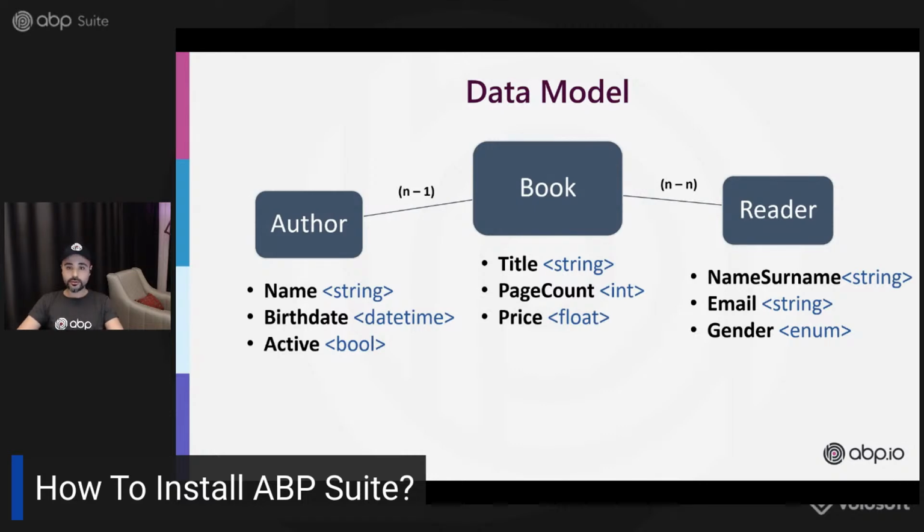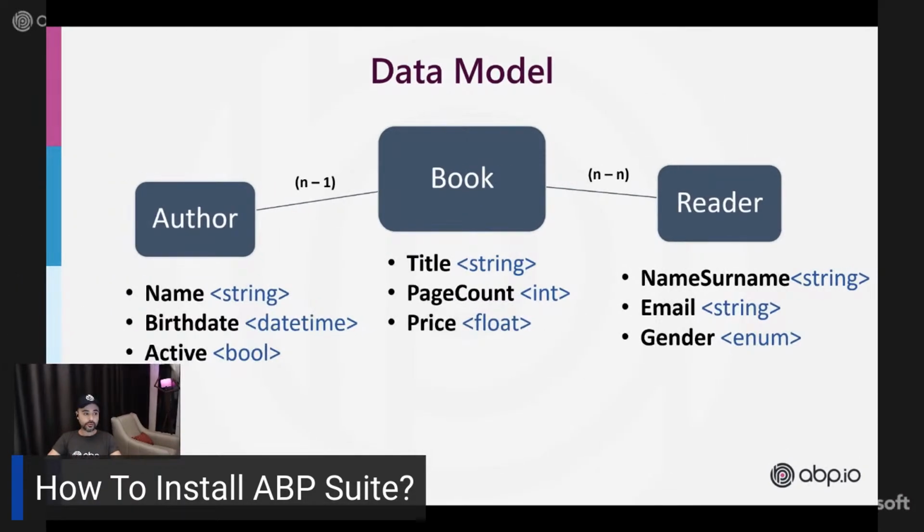So this is the data model of our entity relationship that we are going to create today. The author entity will have a string field, name, and birth date as date time, and an active status. This will be Boolean. And then I'm going to create the book entity. It will have string, int and float properties. And book will depend on author with a one-to-many relationship. In the one-to-many relationship, one record in a table can be associated with one or more records in another table.